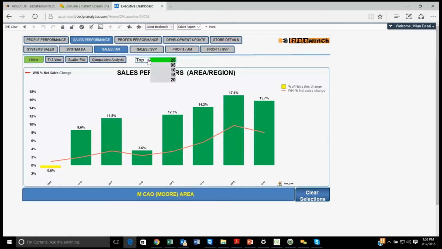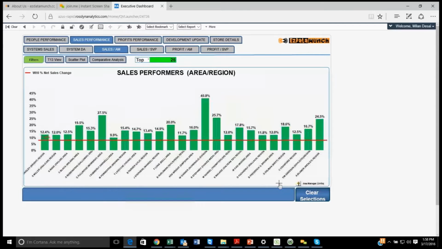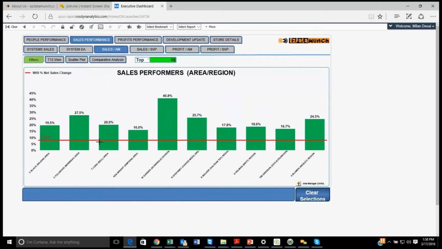We also provide different ways in which you can choose. You can choose top 5, top 10, top 15, top 20 performers. So based on how you are choosing that information, you can select and say, I want to look at only the top 10, and the system will automatically show you the top 10. So there are different ways in which you can slice and dice this information.